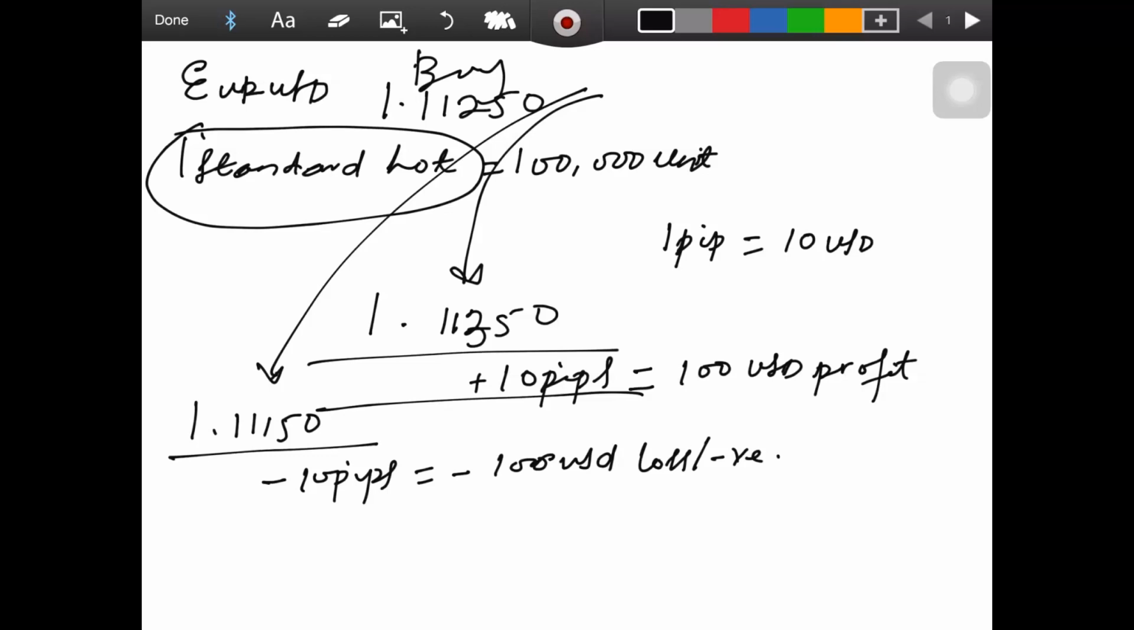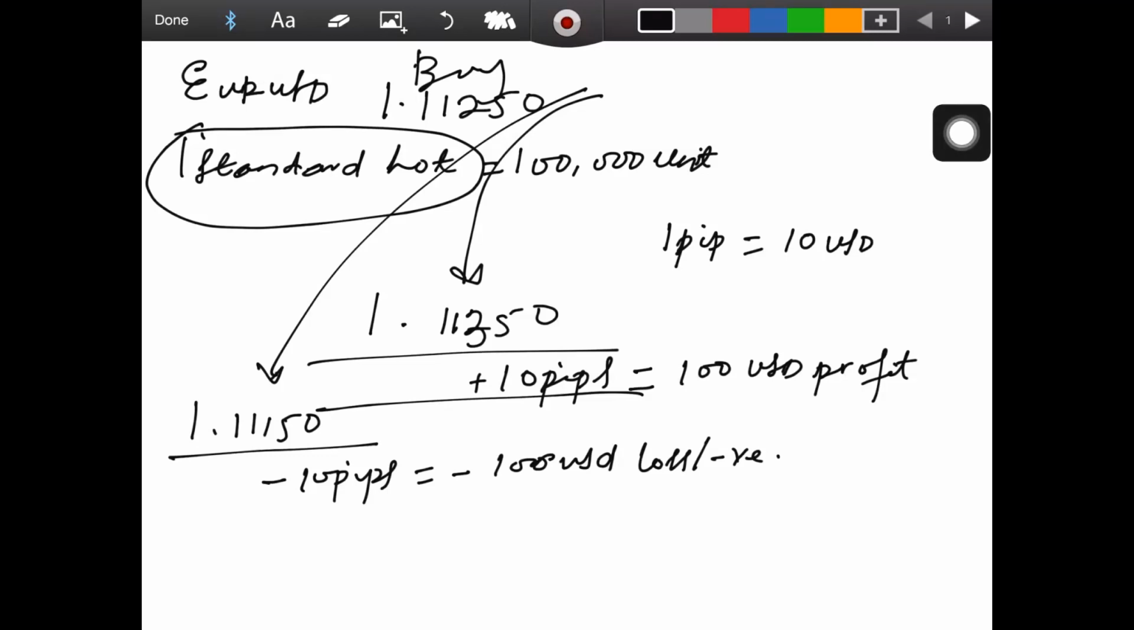Okay, so your calculation of your pip, your lot size, and then your dollar per pip all work together for you to use in calculating your profit and your loss. They all work hand in hand. That's why it's important that you know what the pip is, you know what your lot is, and you know what the dollar per pip is for each currency pair. But we are using euro dollar as an example.